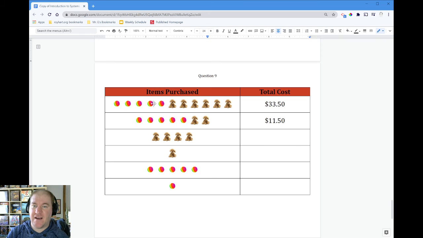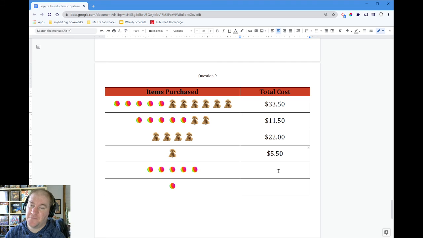Question 9, 5 bouncy balls and 6 puppy stuffed animals are $33.50. 5 bouncy balls and 2 stuffed animals is $11.50. The difference between these two purchases is 4 stuffed animals, which is a difference of $22. And 22 divided by 4 is $5.50. Right, because 22 divided by 2 is 11. And then divided by 2 again, so we can divide by 4.